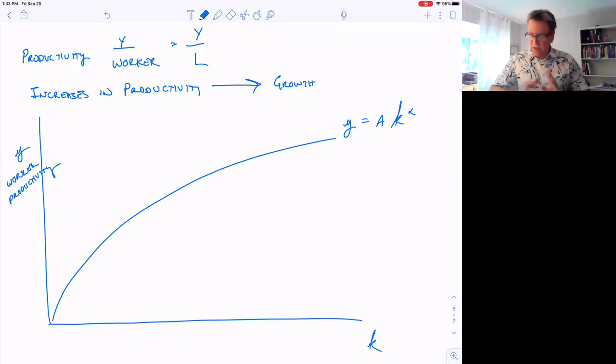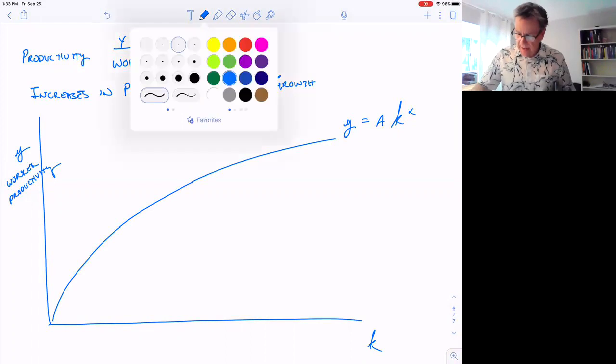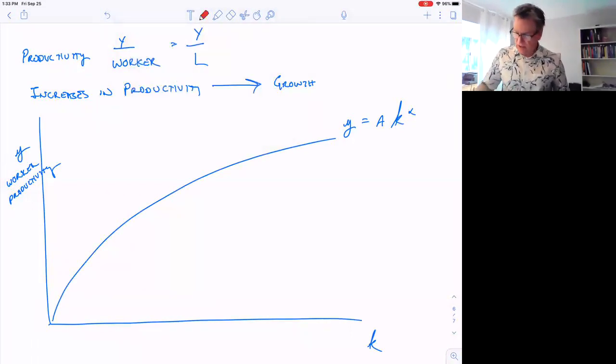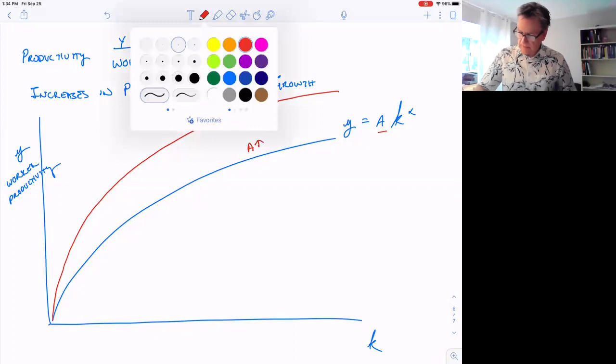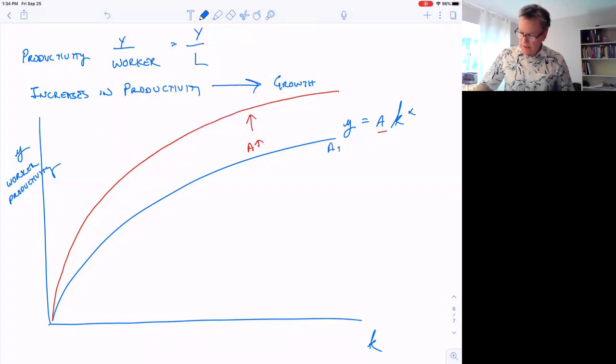So we want to increase worker productivity. Once again, we got to increase the capital labor ratio, or we increase A. Because as A increases, the total factor productivity, this will move the curve up. So A increases, that moves the curve up. So this curve, the blue one, will be something like, we'll call it A1. And the next curve up would be a higher level A. We'll call it A2.